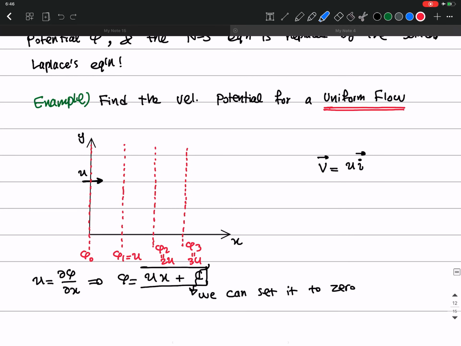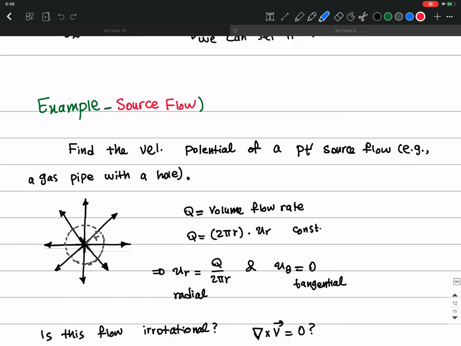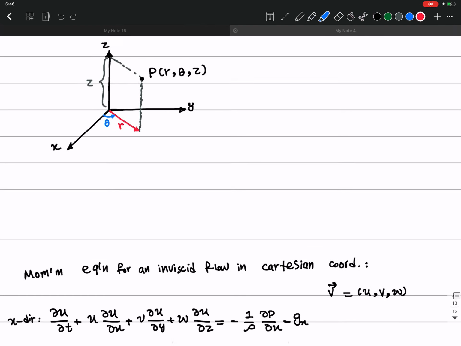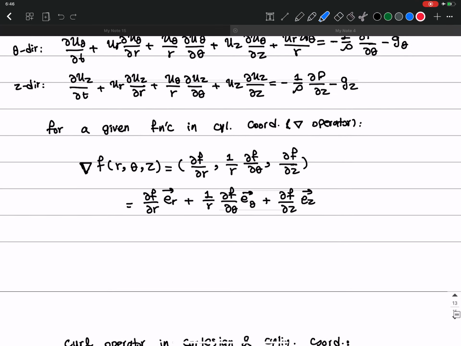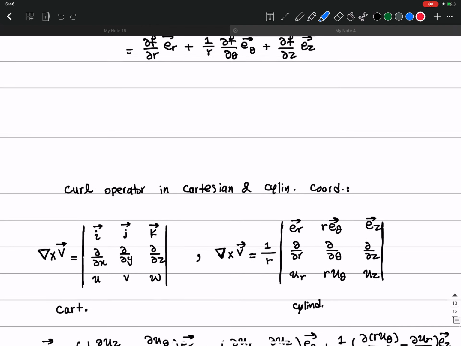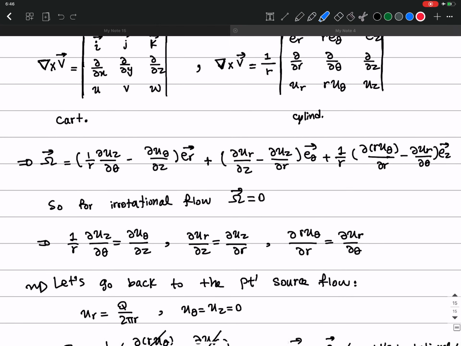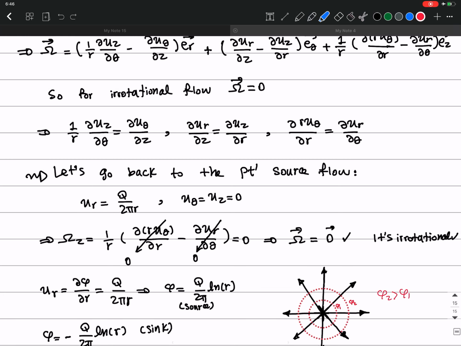Then I solved two examples of velocity potential, one for a uniform flow, which we found is just phi equals ux. The velocity potential is going to be just ux. And then for the source flow, I went through the cylindrical coordinate basics and fundamentals. So what are the momentum equation there, and also the grad operator, and also curl operator, and what rotationality entails in this kind of coordinate system, the cylindrical coordinate system.